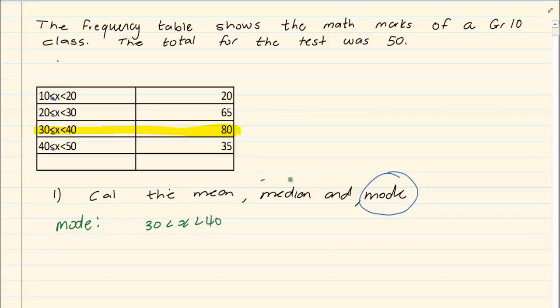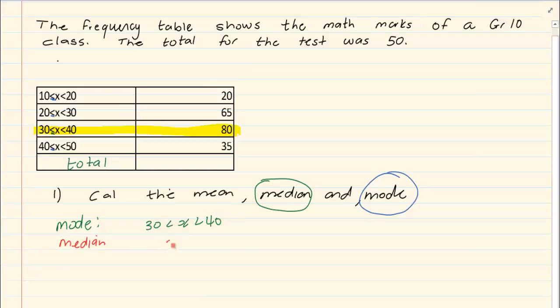Then the median. How many do we have? Median again is also much easier, because if we look, we need to find the total. So what is the total? How many learners do we have? Right? We have 20 plus 65 plus 80 plus 35. All in all, we have 200. Now the mode is the highest amount. The median is the middle.